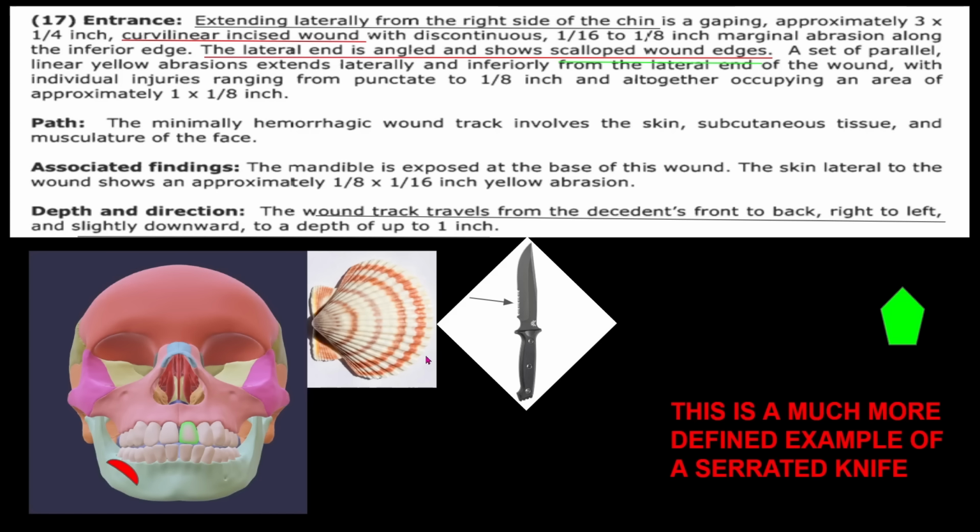Just like you see on a scallop shell, this is how a pathologist defines a serrated blade making this cut. So, I mean, there's no way around it. That's a serrated edge knife. And then it talks about a set of parallel linear yellow abrasions that aren't cuts. Wound track travels from front to back, right to left, slightly downward to a depth of 1 inch. So this is a pretty big cut with absolute definitive proof of a serrated edge knife.